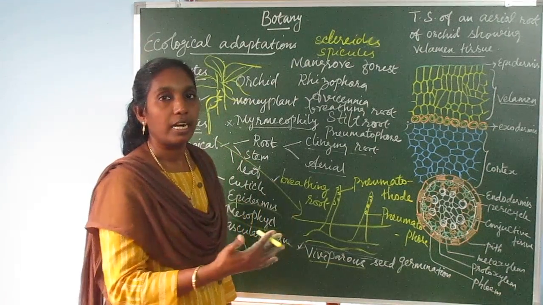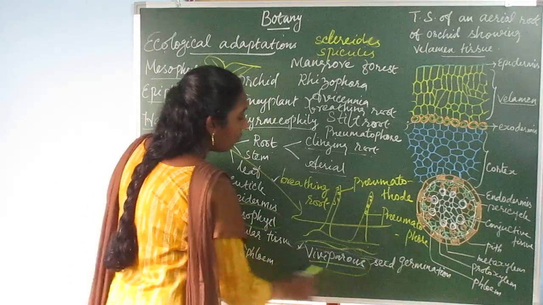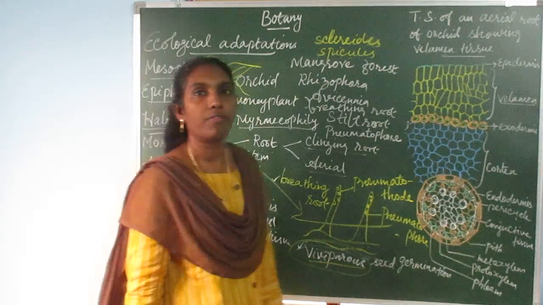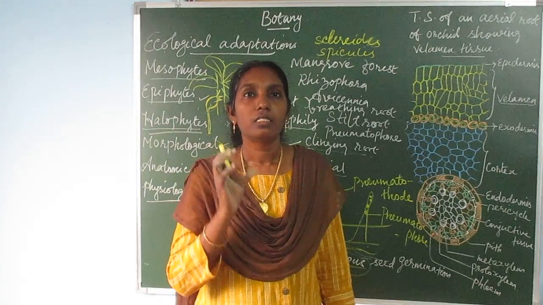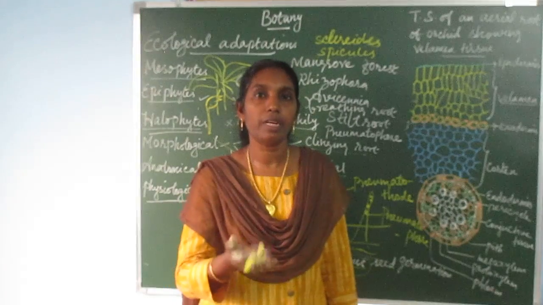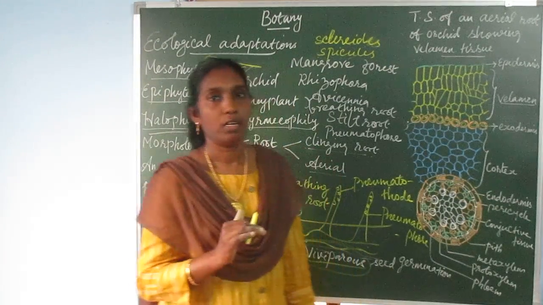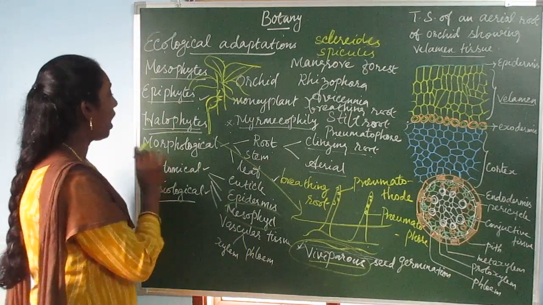Then the important point of physiological adaptation is the viviparous condition. What is meant by vivipary? The seed germinates within the fruit. After germinating, it falls down and develops normally. So these are the adaptations observed in halophytes.